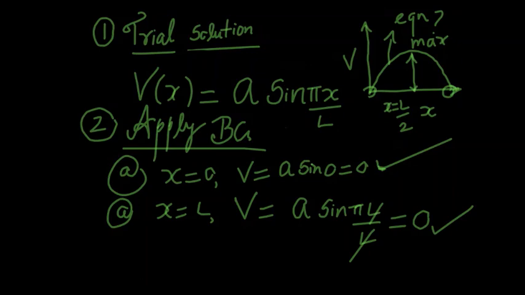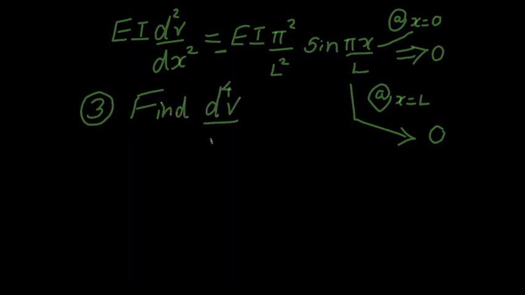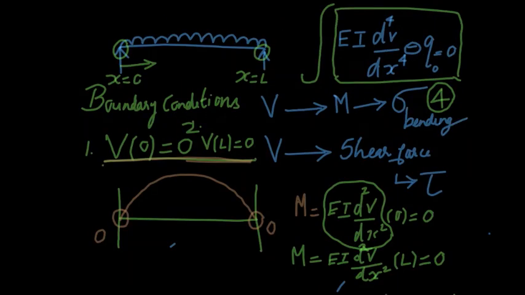Okay, that is the end of step number 2. So we have done 2 steps. First step, we have assumed a trial solution, so I'm putting a tick mark for that. I think you're fine with that. The second step, applying the boundary conditions, I'm putting a tick mark for that. I think you are fine with that. The third step, what is the third step? The third step is to find the value of d raised to the power 4 v by dx raised to the power 4. Now, why do you want to find d power 4 v by dx power 4? Why do you want to find that?